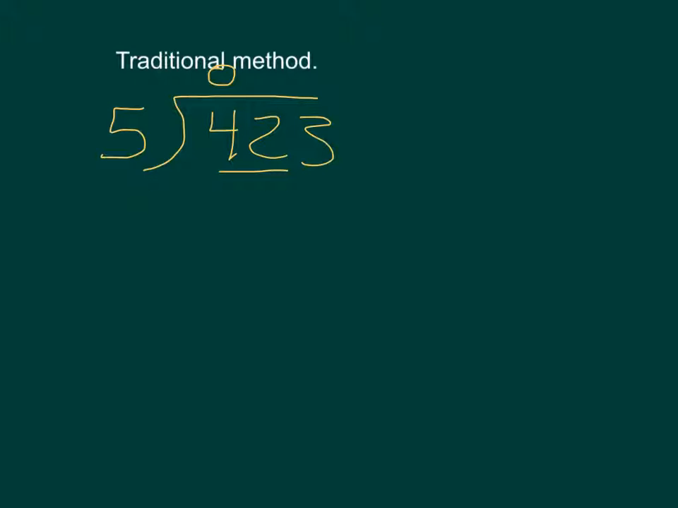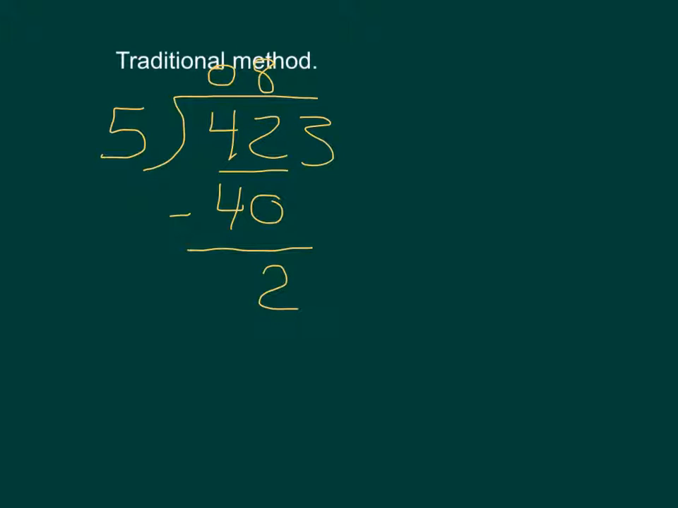Well, 5 goes into 42 how many times? Think of your 5 facts. I know that 5 times 8 is 40, and 5 times 9 is 45. That would be too high. So I know it can go 8 different times. 5 times 8 is 40. I write that below the 42, and I subtract. 42 take away 40 leaves me with 2.